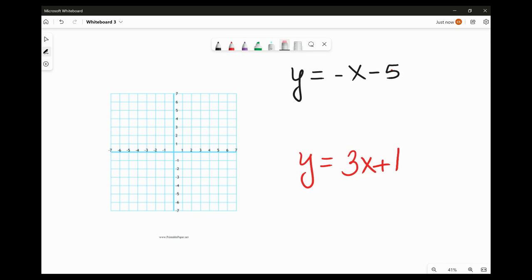Hi guys, let's talk about finding a solution to a system of equations through graphing. A system of equations is when you have two or more equations. In this case, we have two. They have the same variables, so they both have x and y. So that's a system of equations.